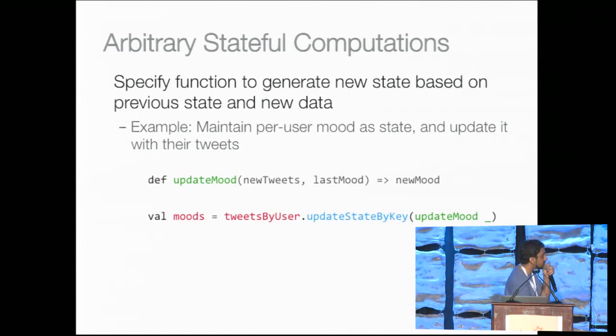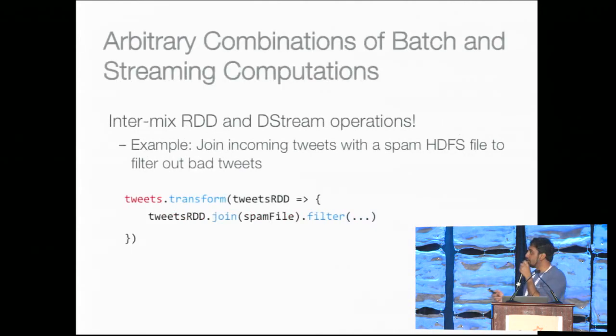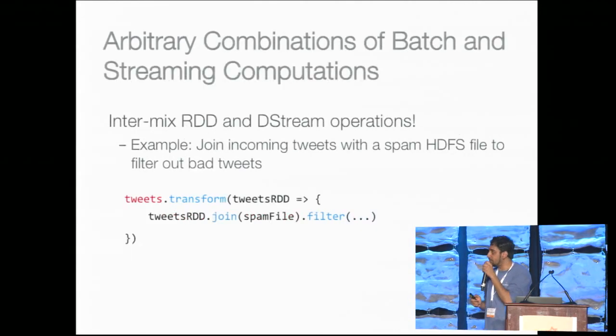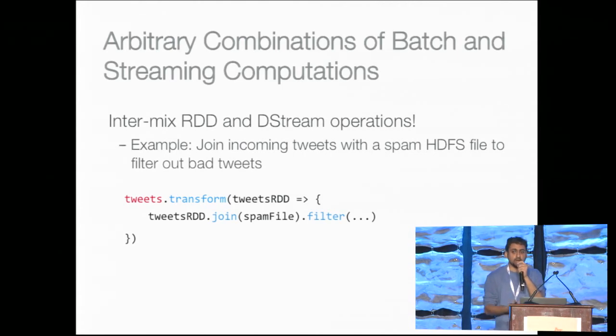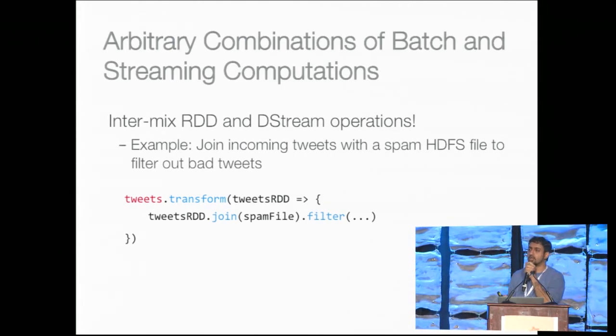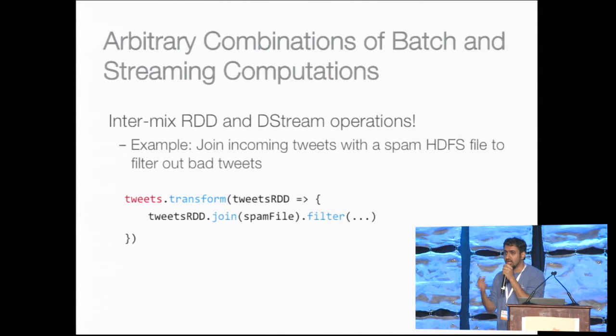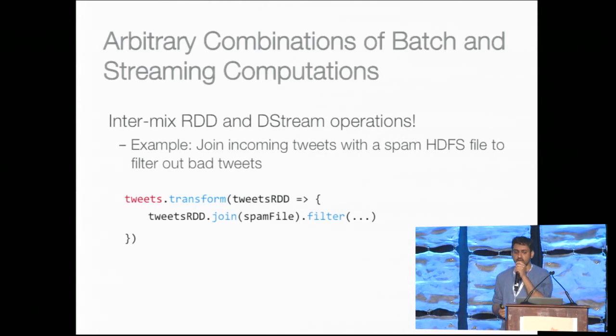Let me move on. The third thing that I want to highlight in the DStream API is an operation called transform, which gives you access to every RDD in the DStream directly. You can apply any RDD-to-RDD transformation on each RDD of a DStream, and this allows you to intermix arbitrary batch-like computation with streaming-like computations.